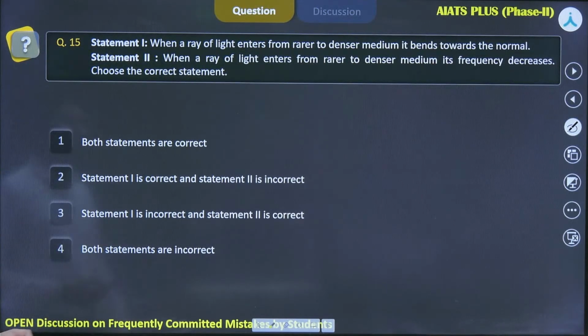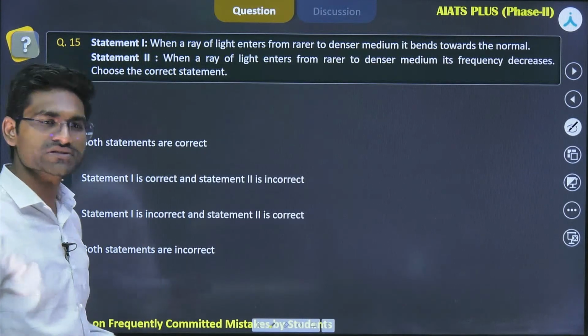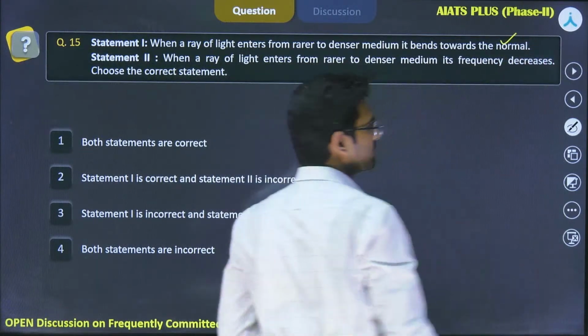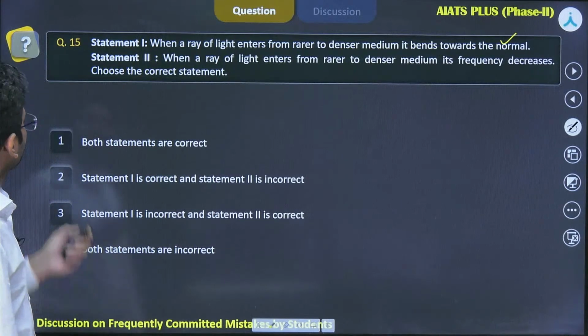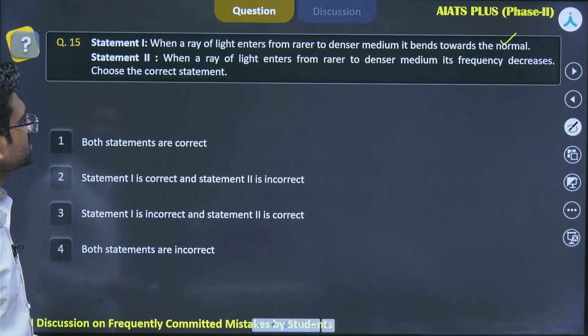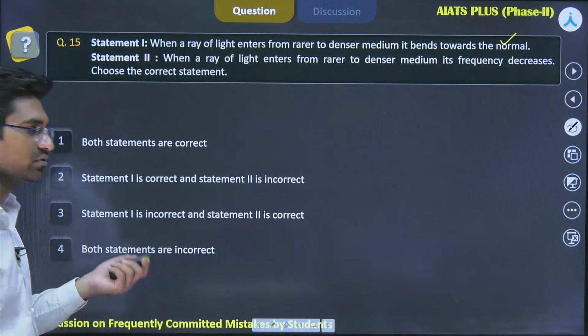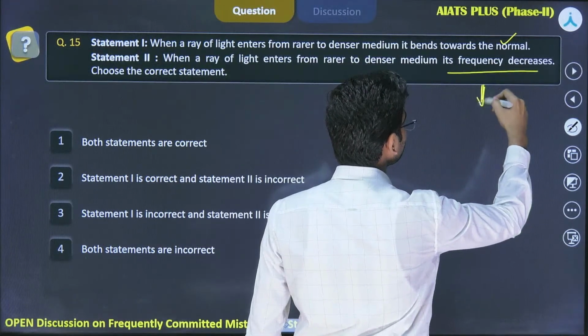Question number 15 says, when a ray of light enters from rarer to denser medium, it bends towards the normal. Obviously, right? It bends towards the normal. Statement 1 is correct. No need to discuss anything in this. Statement 2 says, when a ray of light enters from rarer to denser medium, its frequency decreases. No, frequency does not decrease, it does not change, right?